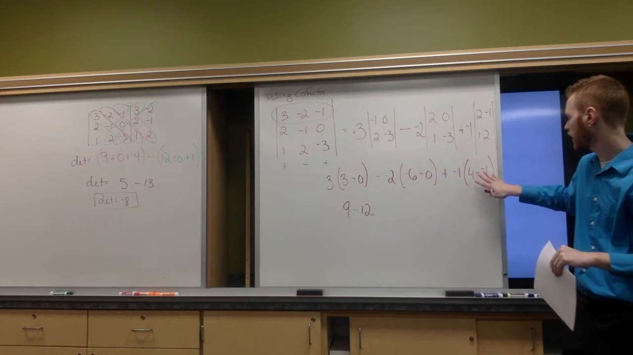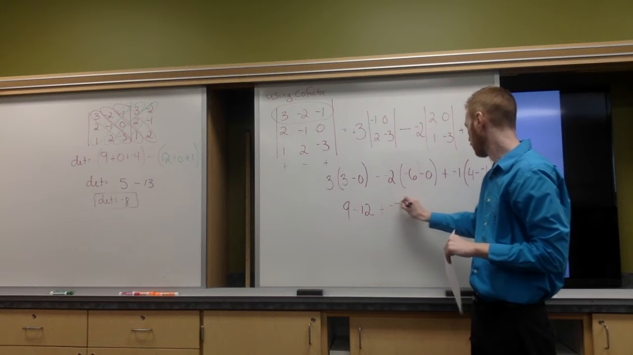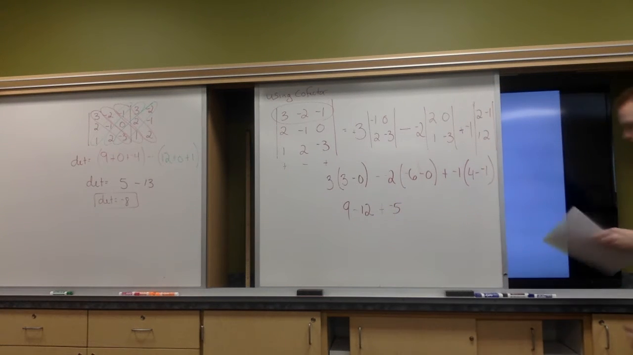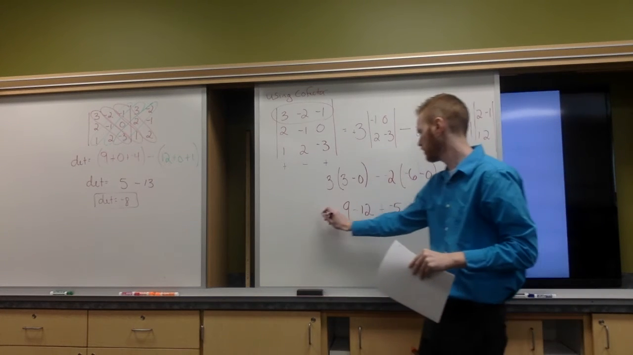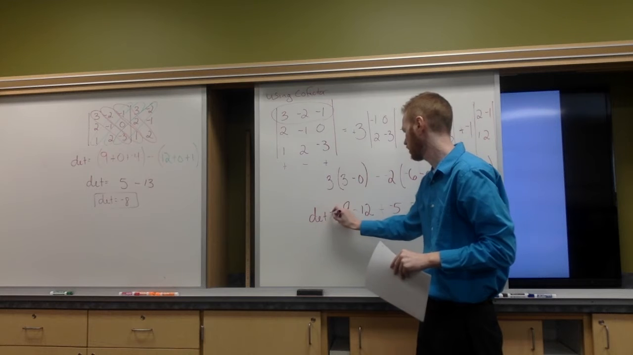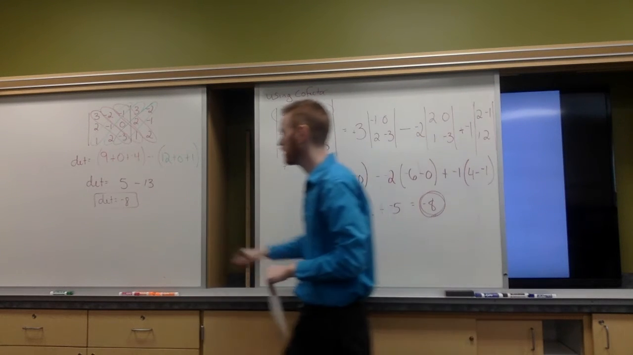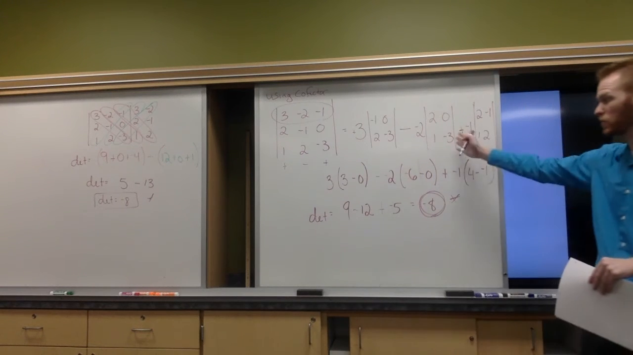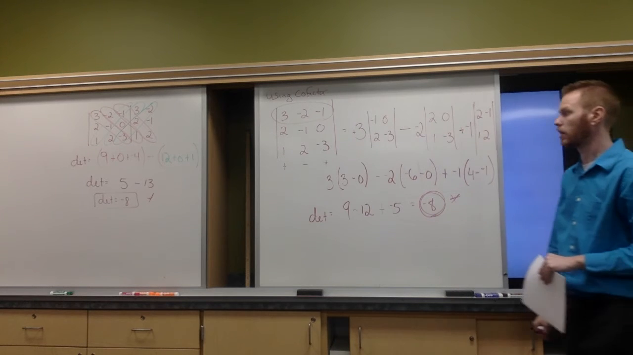Then over here we have 5 times a negative 1, so we're going to add a negative 5 to the mix. Add these guys up together, we get negative 8. So let me write down determinant equals negative 8 for that guy. Did we get the same answer? Absolutely. This one's a little bit more in steps, and there's some negatives involved.